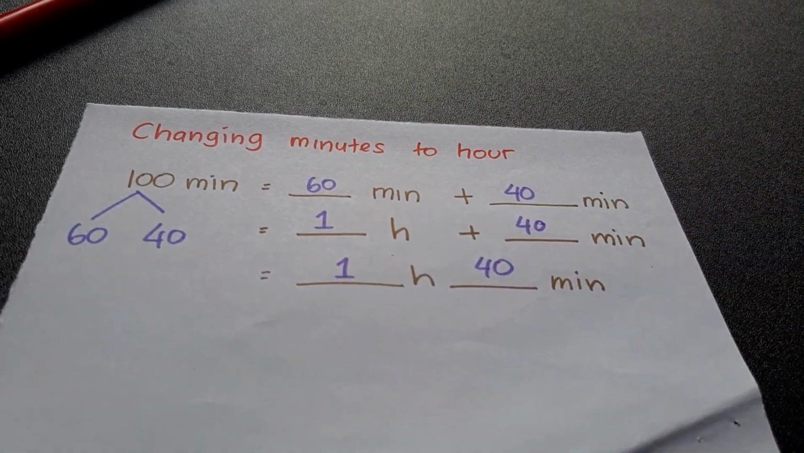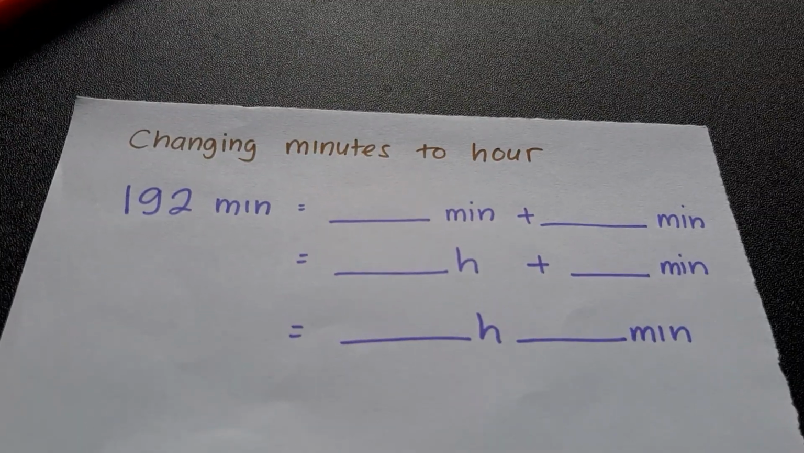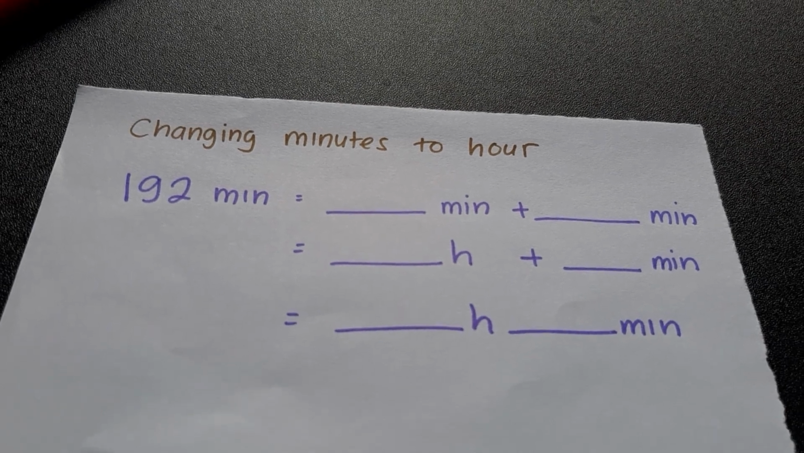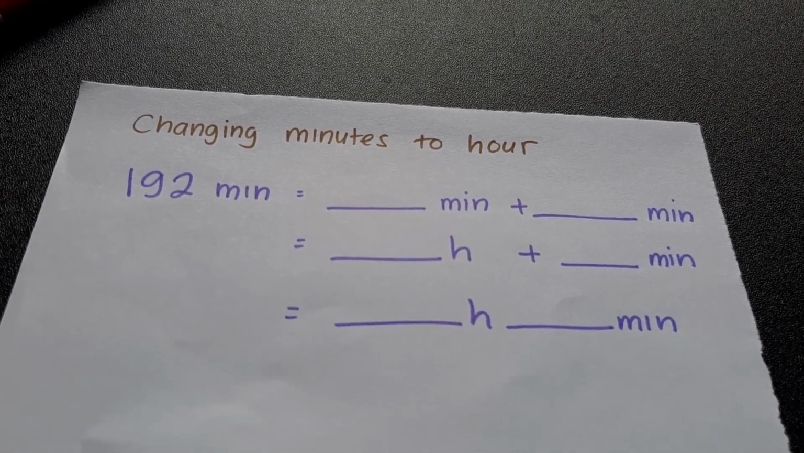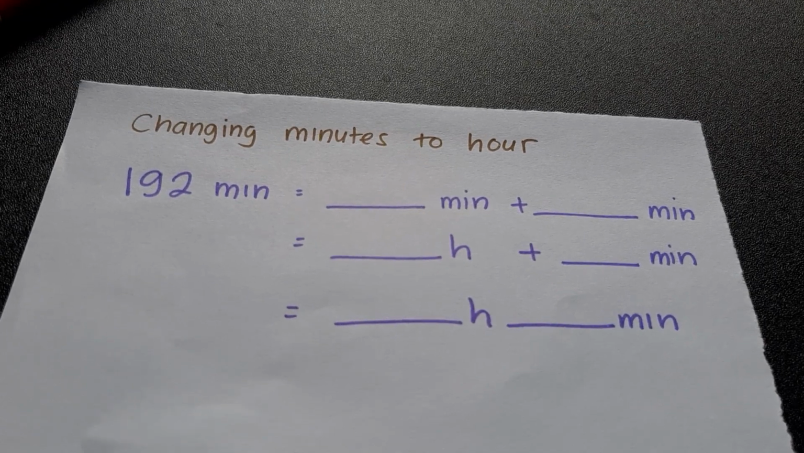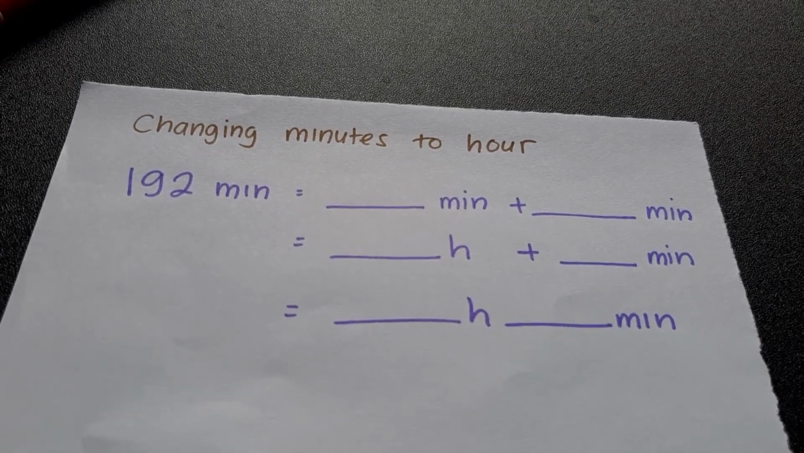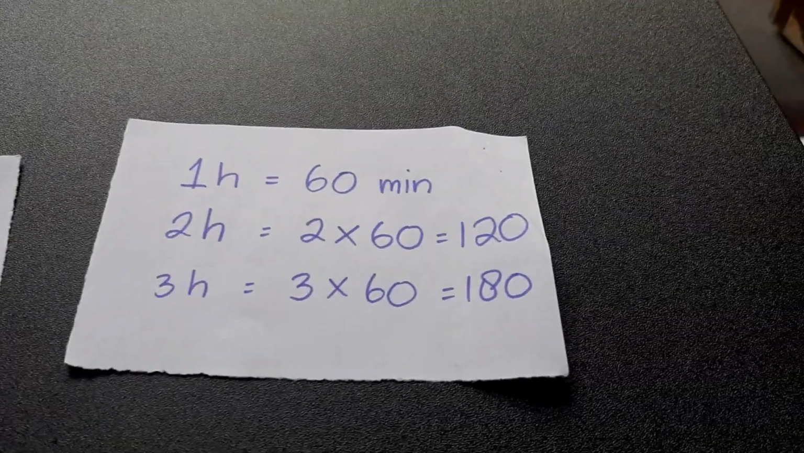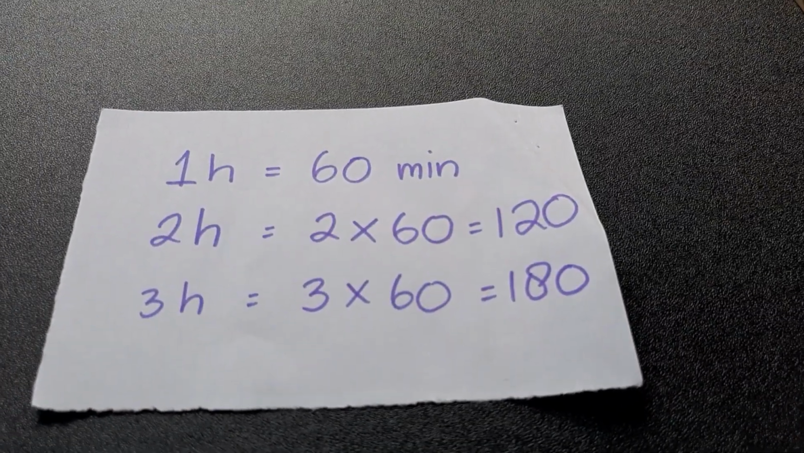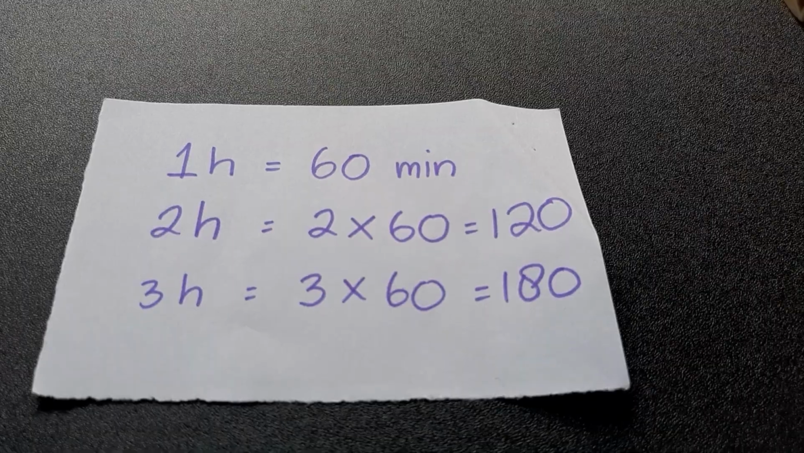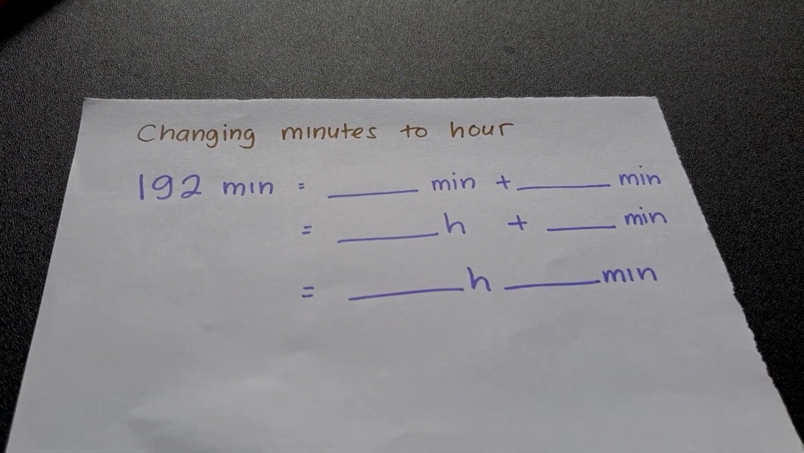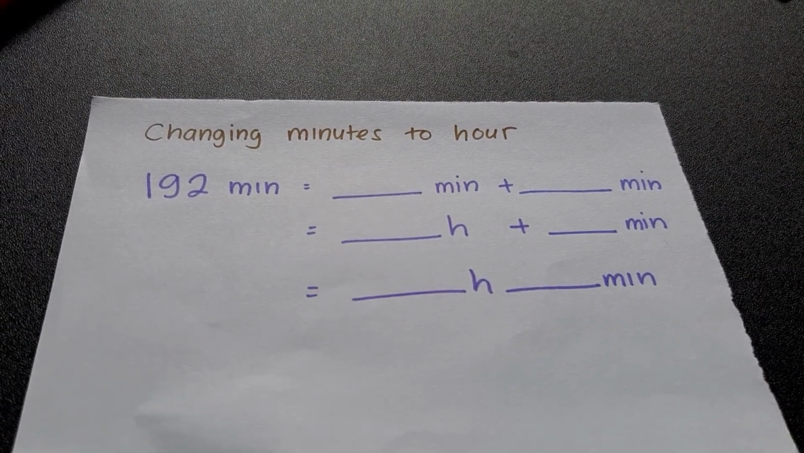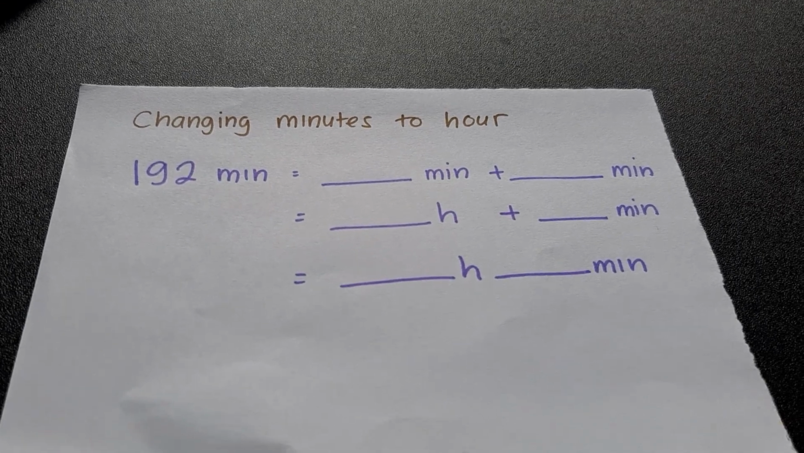Let's try one more question, the last one. Okay, I have 192 minutes. Okay, this is a big number. Remember that 1 hour is 60 minutes. 2 hours is how many? If you forgot, I'll put it here. 2 hours is 120. 3 hours is 180. So what time is the closest? 180.